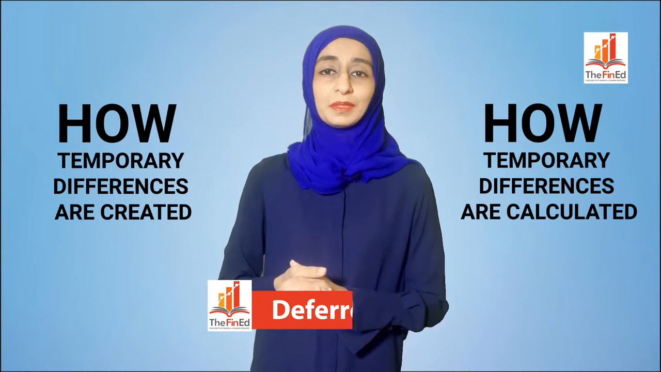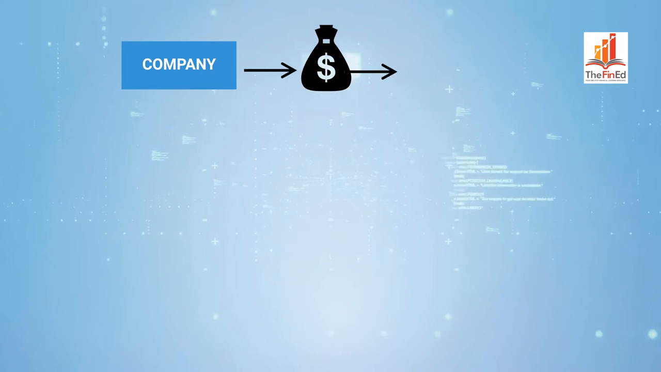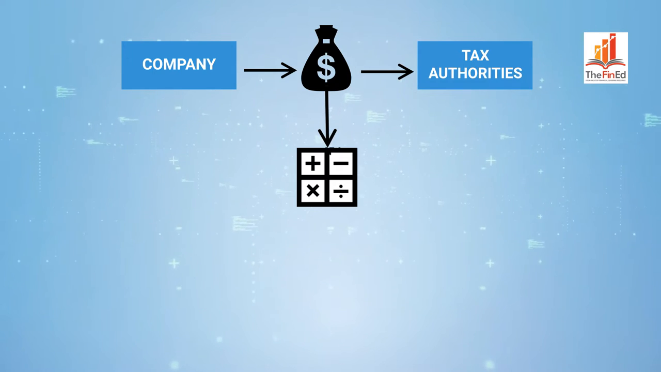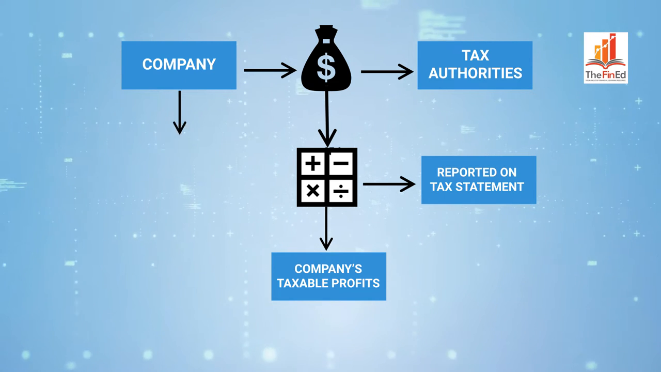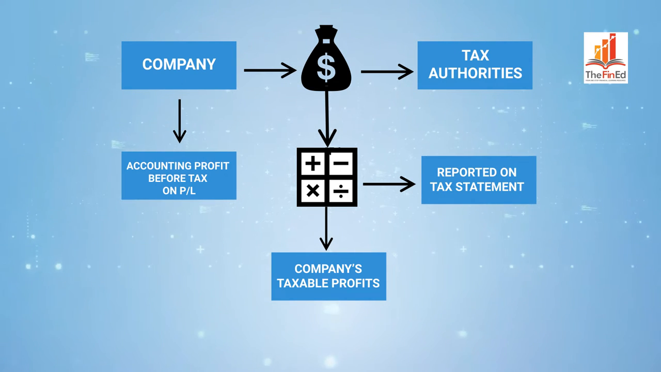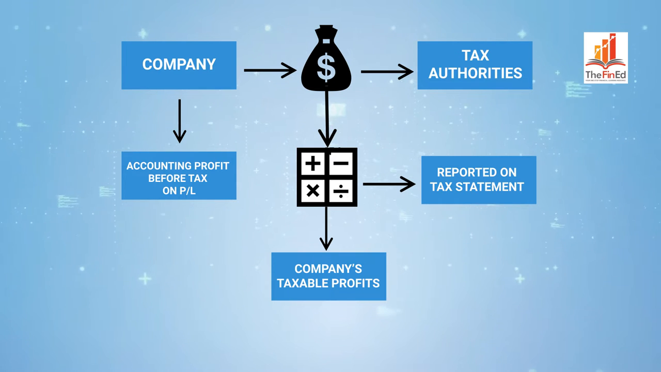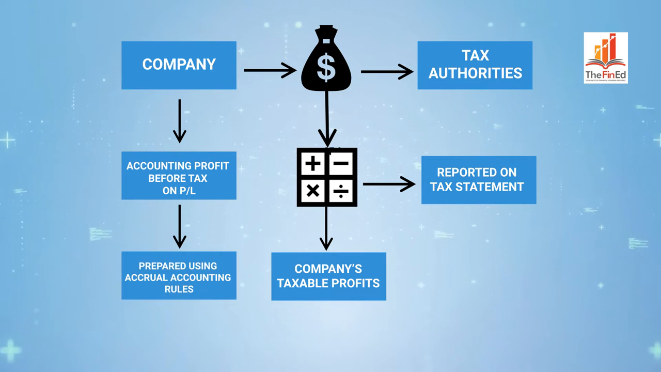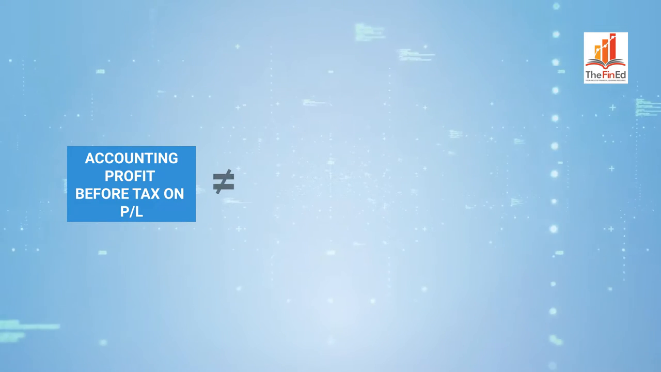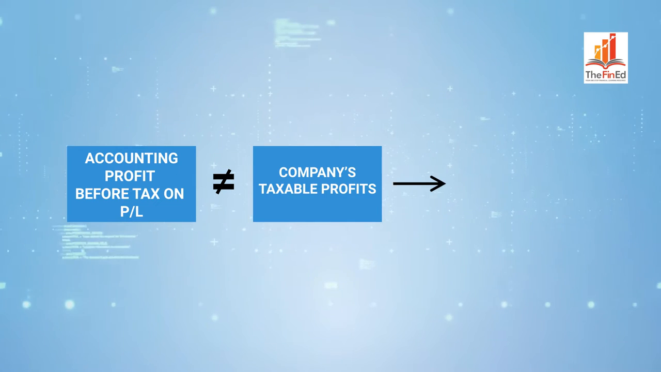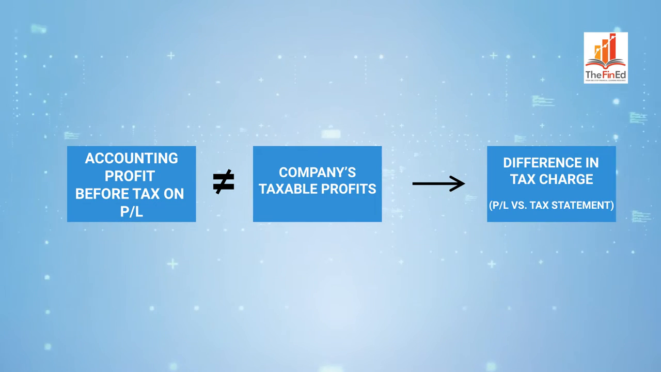Now, just a recap of our previous video in which we discussed the taxes that are paid out by a company to its tax authorities is calculated based on the company's taxable profits, as reported on the tax statement, whereas the accounting profit before tax, as reported on the company's profit or loss statement, is calculated based on the application of accrual accounting rules. Now, it is the difference in the application of these two set of rules, which often leads to a difference in taxable profits and further a difference in tax charges.